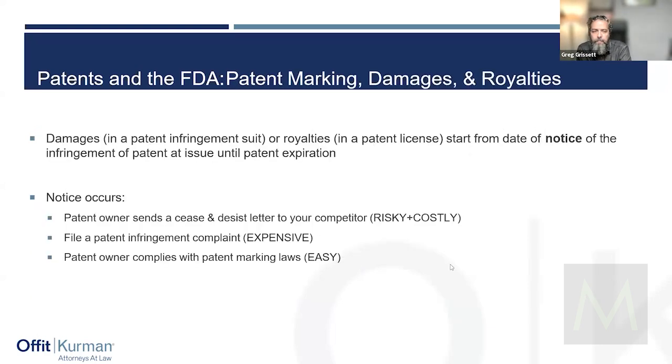All right. Damages. We've talked about damages a bit, and patent marking is an important way to start the damages calculation. Now, normally, to give notice of infringement for purposes of calculating damages, you either have to send a cease and desist letter, you have to file a suit, or you can comply with the patent marking statute. Historically, patent marking required that literally the patent number had to go on the device, like somewhere on the handle of your catheter, literally printed on it.